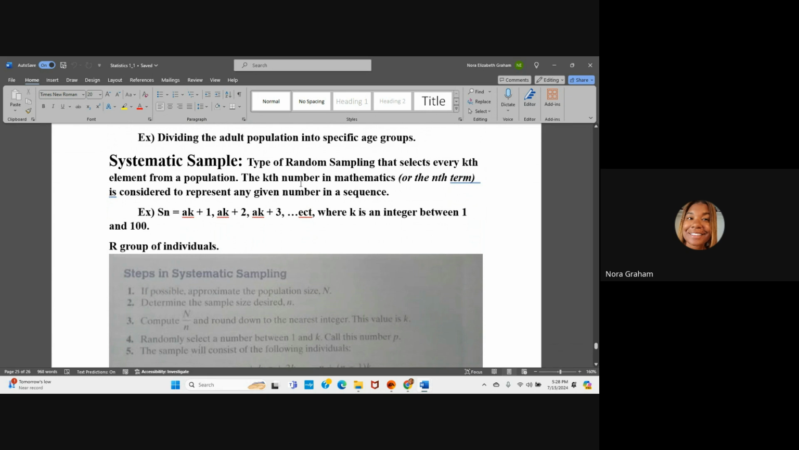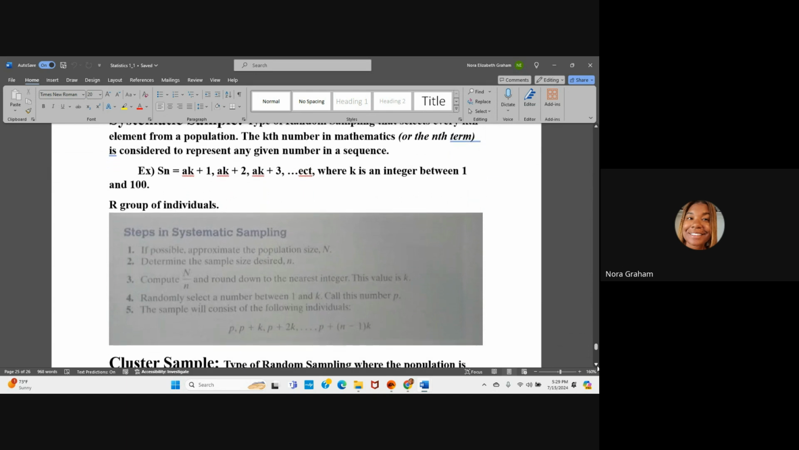The kth number in mathematics, or the nth term, if you're in applied math or pure math you know what that means, is considered to represent any number in the sequence. So basically, an easier way to say this is, in systematic sampling, that nth term is used if you have a sample size that you don't know the range of. You don't know if it's going to be 1 to 200 people, or 1 to 500 people. It can go on and on, right? So that's why we consider that kth or nth term. We don't know when it's going to end, okay? And so that's that kind of sampling.